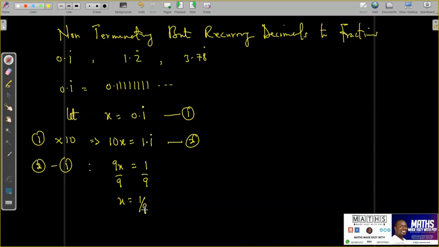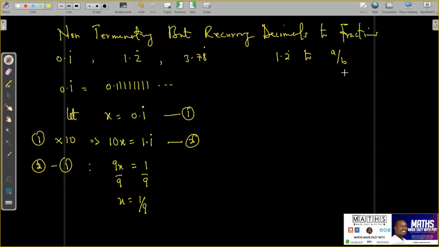Can we take another example? All right. Question number 1 is the same as question number 2, just that there's a slight difference. Question number 2 has a whole number and then a recurring decimal, unlike the first one. So let's consider question number 2. We are looking at converting 1.2 recurring to a fraction, in the form a on b.